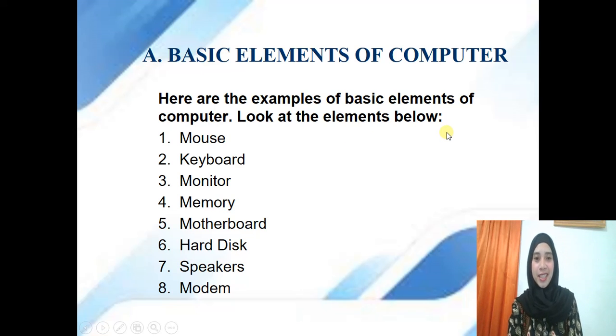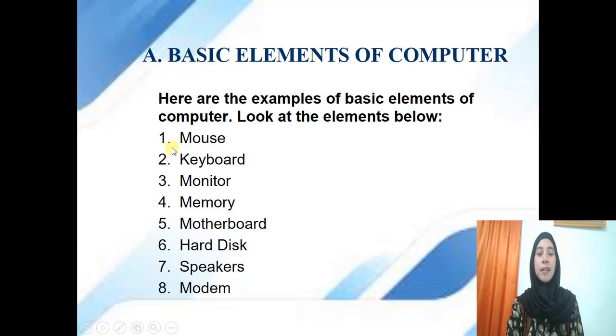Well, everybody, let us read together. You may repeat after me. Are you ready? Okay. Let us read together. Here are the examples of basic elements of computer. Look at the elements below.